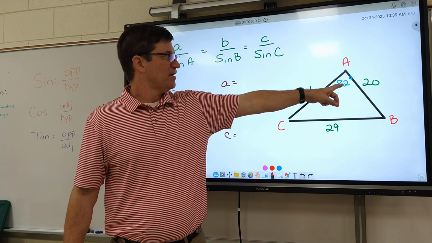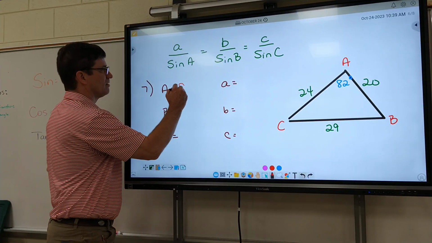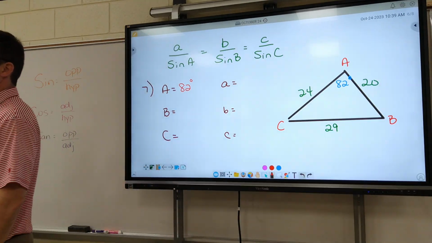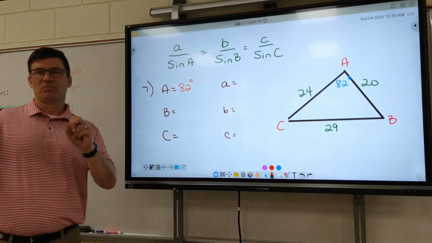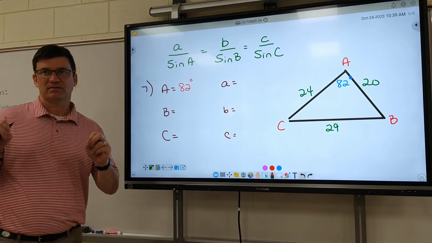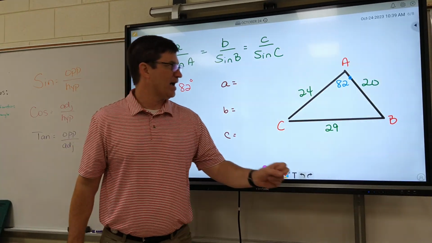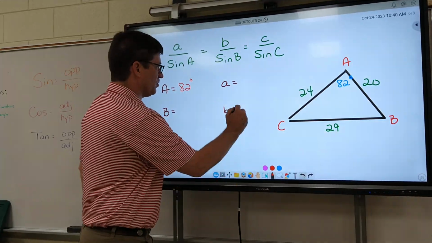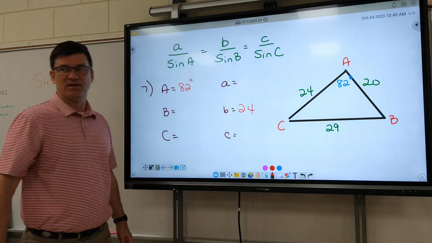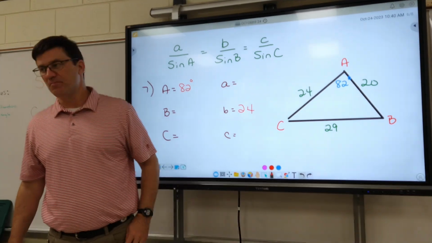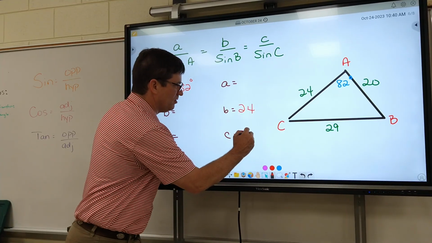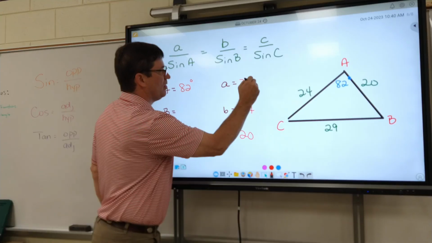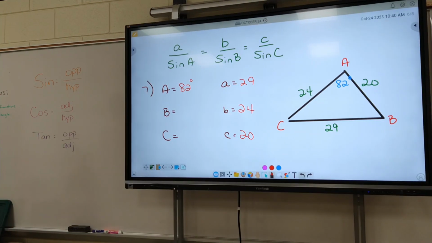Calm down. 82 degrees goes on A right here. All right, so Laney, my question is, how do I know where 24 goes? Anybody? Where does 24 go? Lowercase b. This is number 7 side b on the back. All right, so Mari, look, I got to put 24 on little b. How do I know that? Because it's across from angle B. Right. 24's got to go right there. Y'all supposed to already know how to do that. Where does 20 go? Little c, which means 29 goes on A. So that's the first step, making sure we know how to label our triangle and where the numbers go.